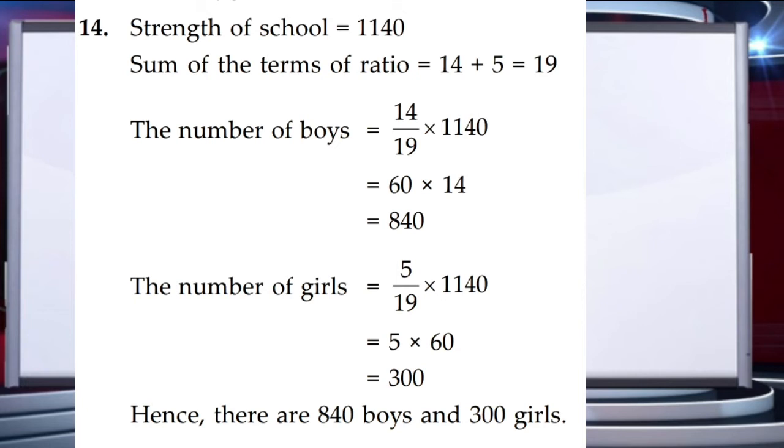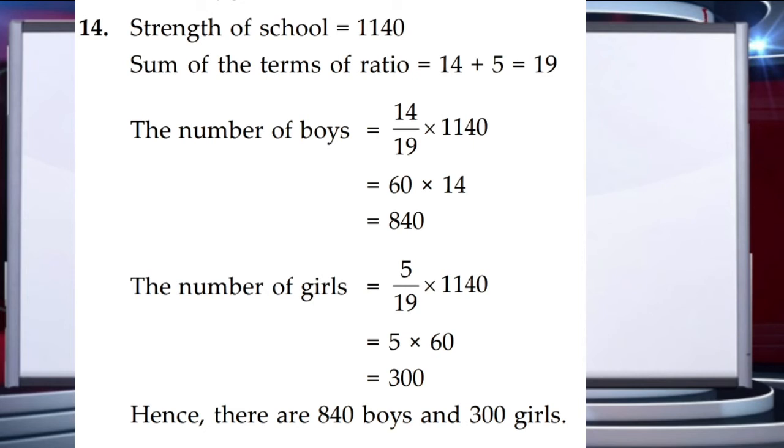So number of boys will be 14 upon 19 into 1140. That is, 14 boys are there out of 19 and the whole strength is 1140. So of 1140 means you have to multiply it by 1140. Now you will solve this. Here I am cancelling this 19 and 1140. You can divide and see, it will come 60. Now 60 into 14 is 840.